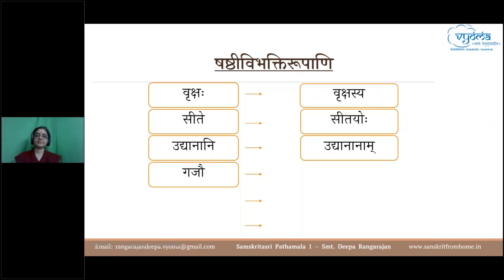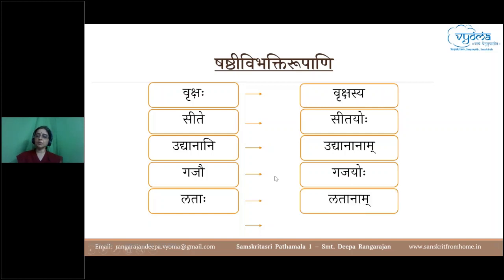Gajau is pullingam. Bahu dvivachanam. Correct. So it will be gajayoho. Fantastic. Lataha is strilingam bahuvachanam. So yes, it will be latasam. Latana. Yes, yes. Latana.